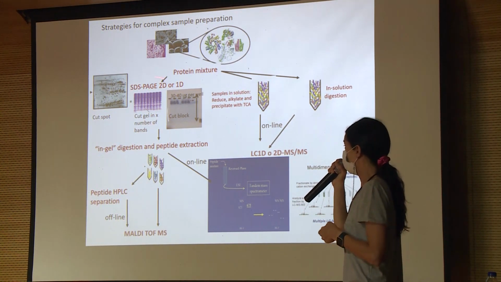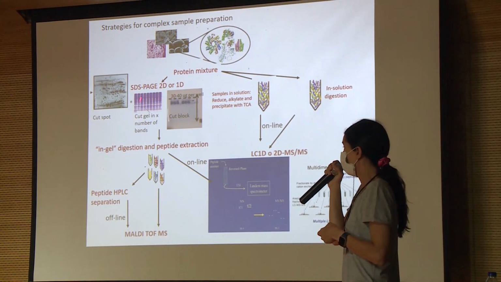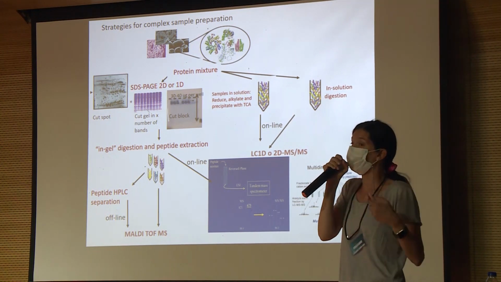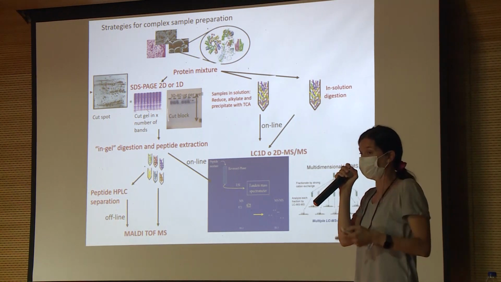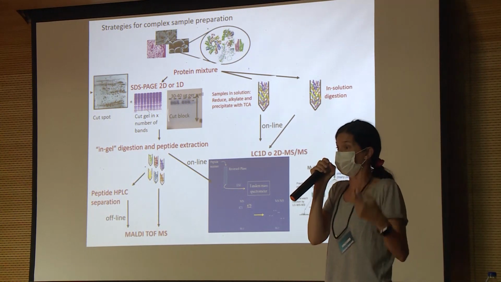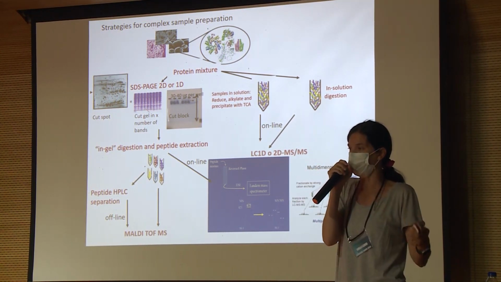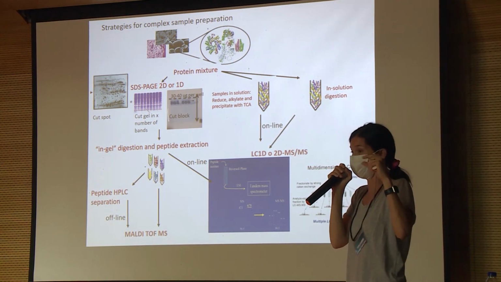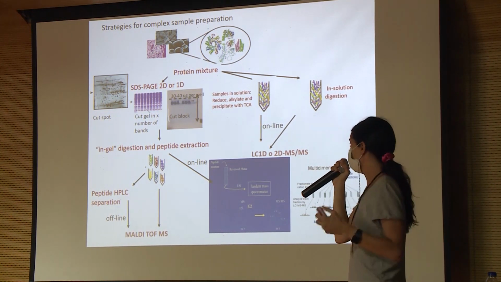Then we have a classical monodimensional SDS-PAGE where you can cut each lane in a number of bands. So you say, okay, each well where I run a sample, I will cut it in 10 bands. And so each band becomes a sample. So now for every sample, you actually have 10 samples. Each of those little strips of the gel will go into the mass spectrometer. So you're reducing the complexity a lot.